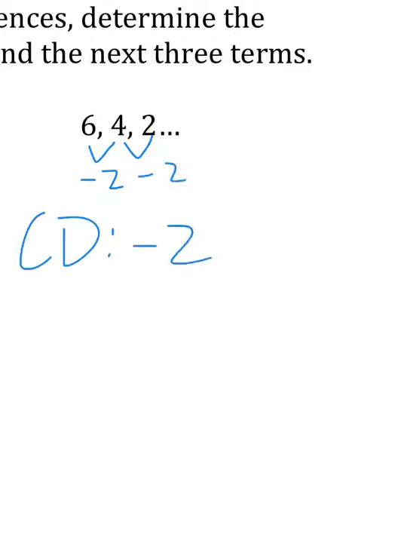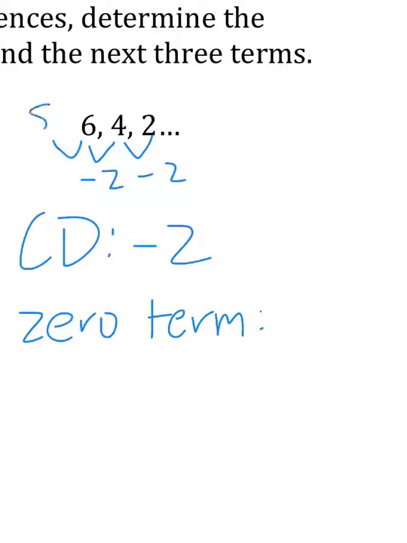Okay, let's look at another one. We're looking for our common difference. From 6 to 4, we subtract 2. And then from 4 to 2, we subtract 2 again. So our common difference is going to be negative 2. Now our zero term is whatever comes before that 6. We can do the opposite of subtracting 2. So we have to add 2 onto 6 to say that 8 comes before 6. So our zero term is going to be 8.